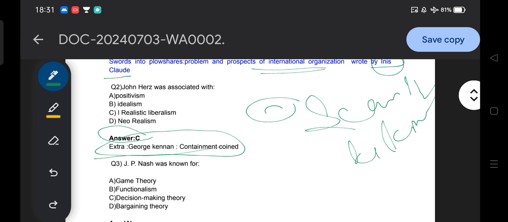Then, John Nash was known for what? Option A, game theory. Option B, functionalism. Option C, decision making theory, and option D, bargaining theory. John Nash belongs to which school of thought? The appropriate answer to this question is game theory, option A. John Nash belongs to game theory, and you need to remember that.